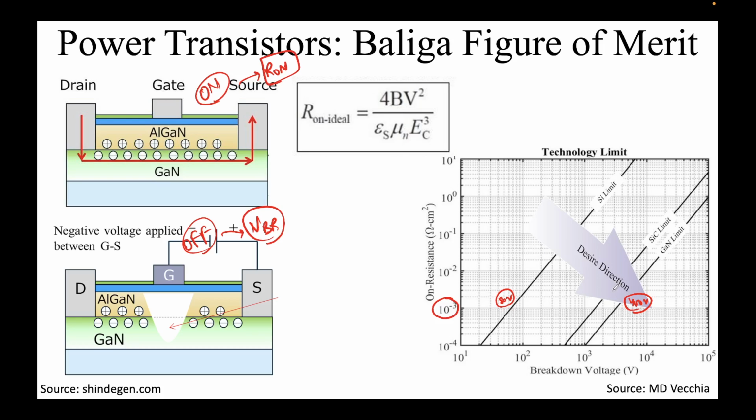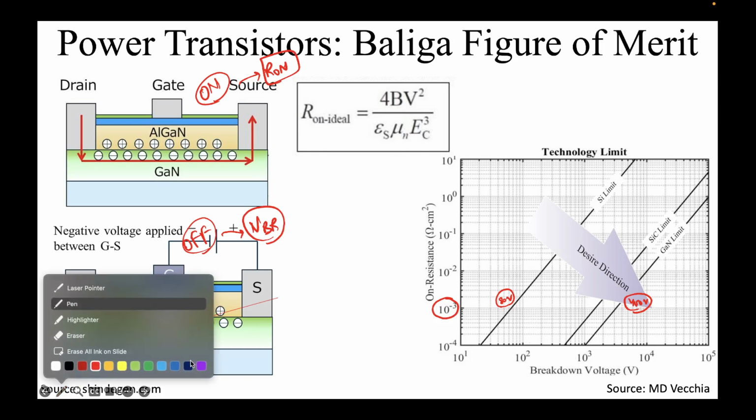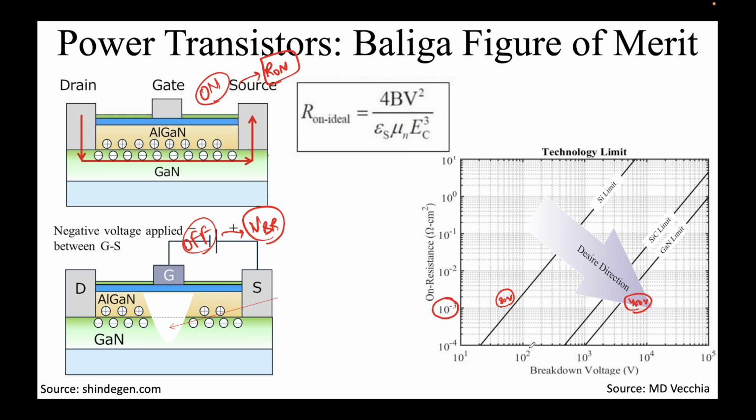Okay, let's see the other side. I want breakdown voltage to be 100 volts. So which material to choose? Let's see. If you want breakdown voltage to be 100, for silicon, it will be, this is what, 2 milliohms cm minus 2, sorry, centimeter square. This is just normalized with respect to area.